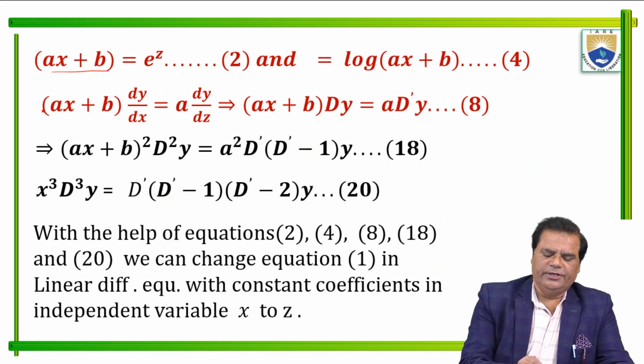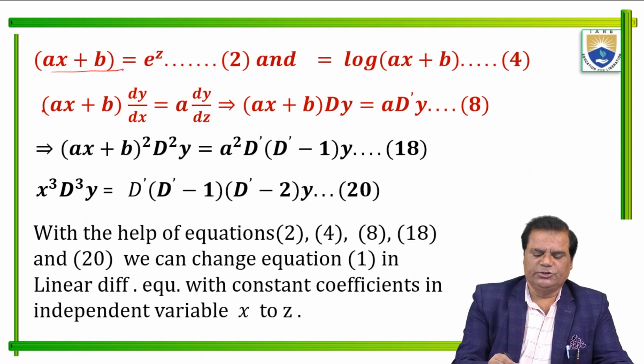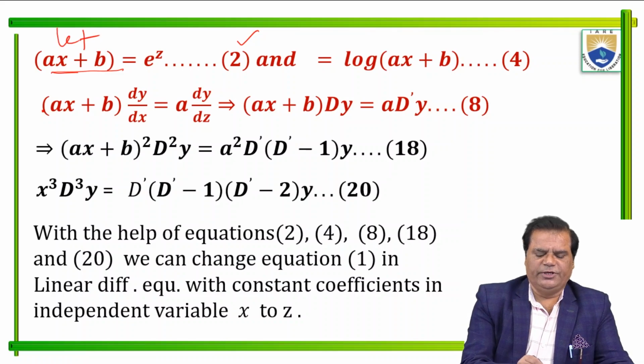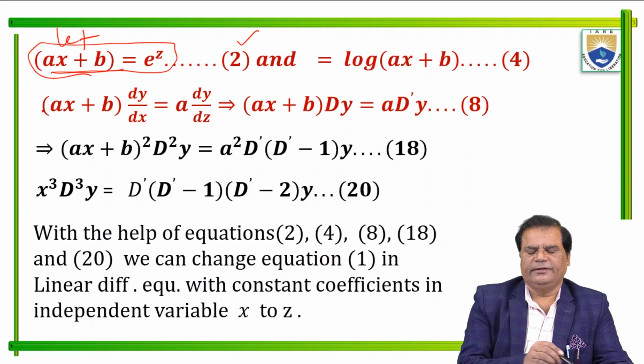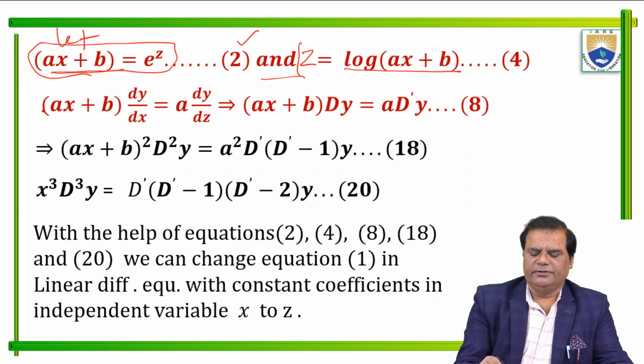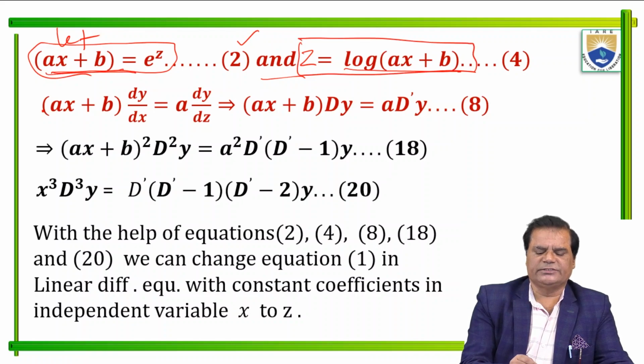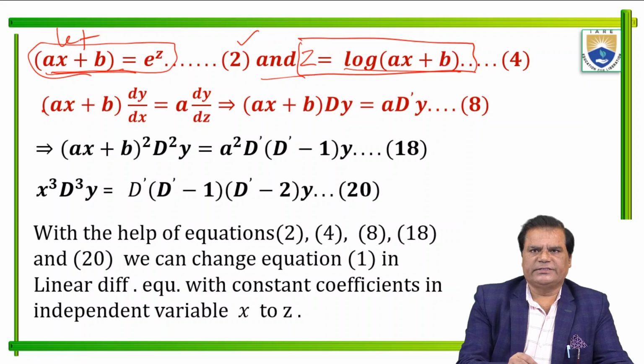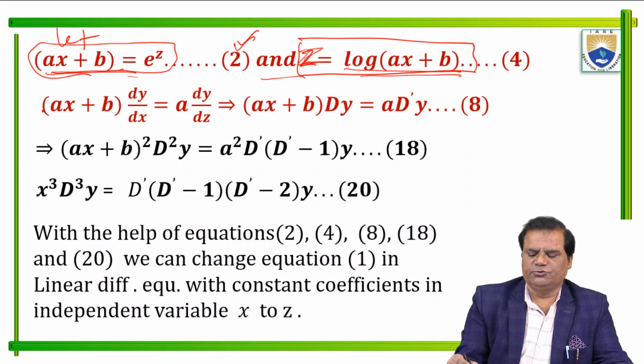So ax plus b equal to e to the power z. This is equation 2. First we consider this: let ax plus b equal to e to the power z, and we get z equal to log (ax+b). This is the next result. The first result, equation 2, we have considered in our question. Then we can find z equal to log (ax+b). This is equation 4.